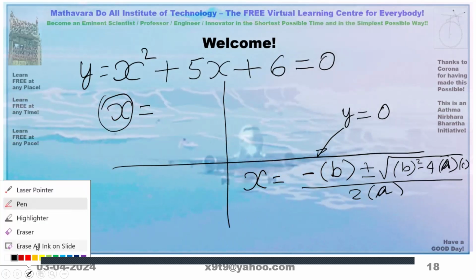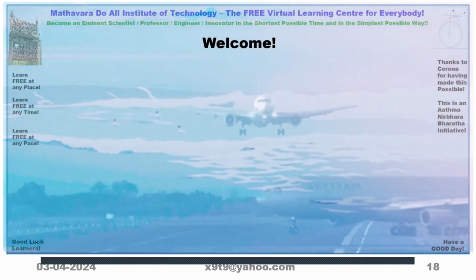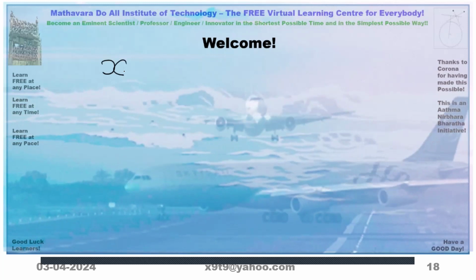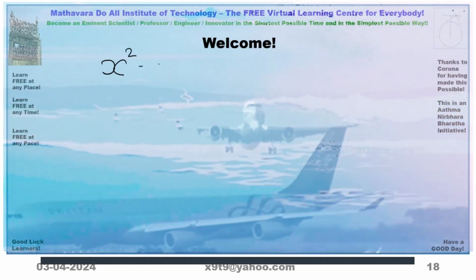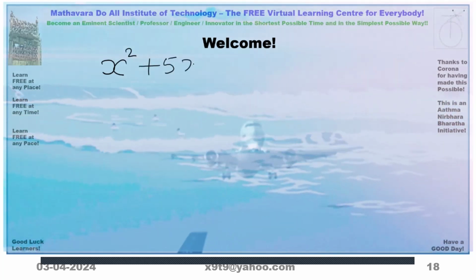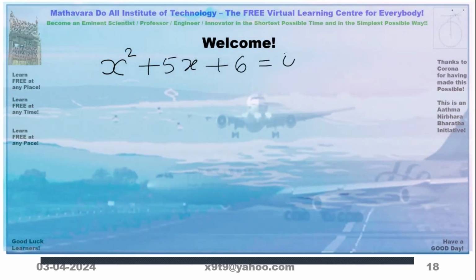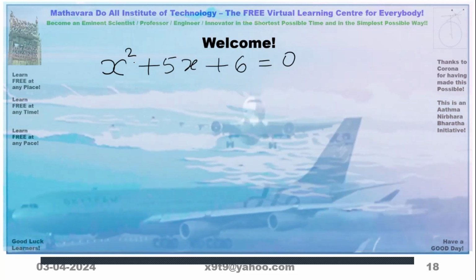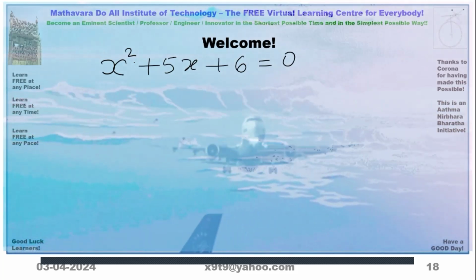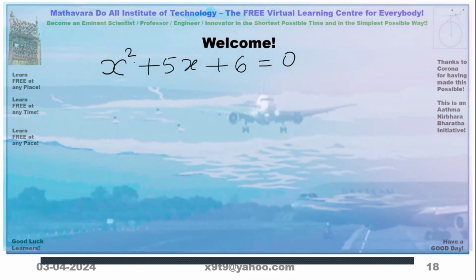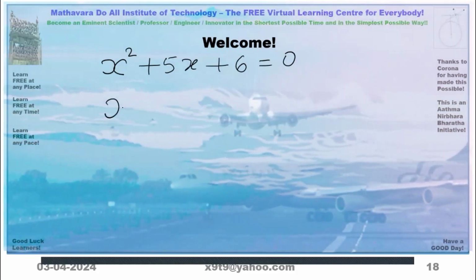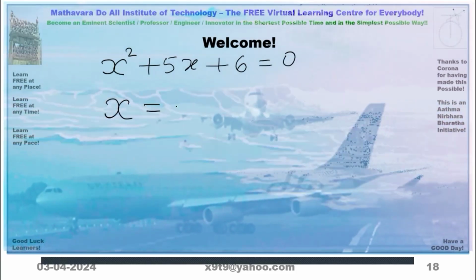Connection is unstable. See, now I can. x square plus 5x plus 6 equal to 0. You want to find, plot the graph or what? So we'll find the value of x. How to find this? Solve for x.